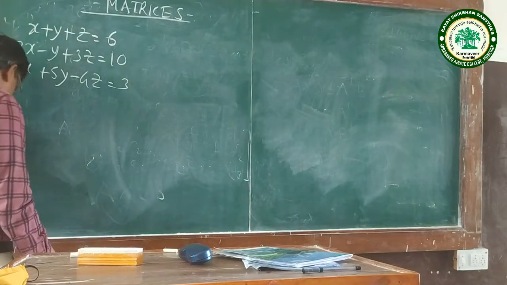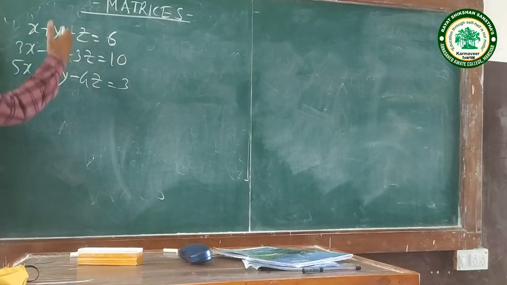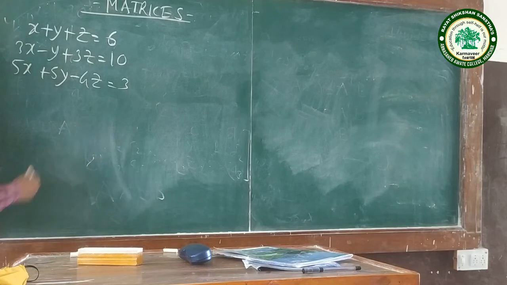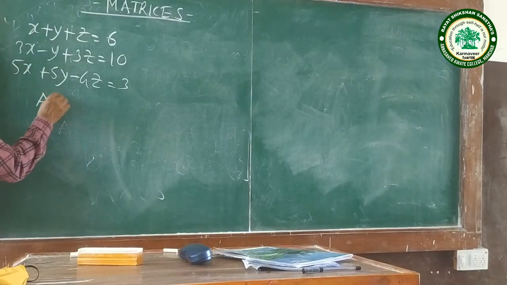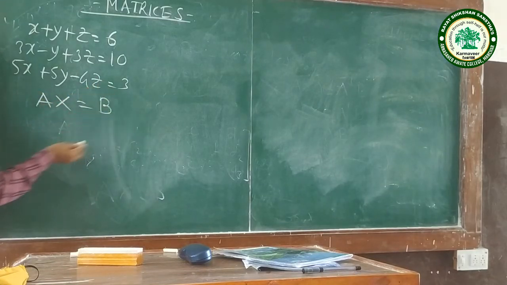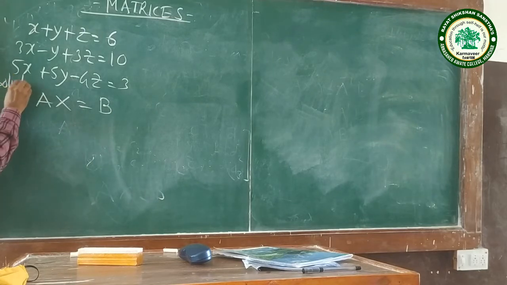What is the first step? Let us write the equation in the matrix form as AX is equal to B. Write the word solution here. AX is equal to B.